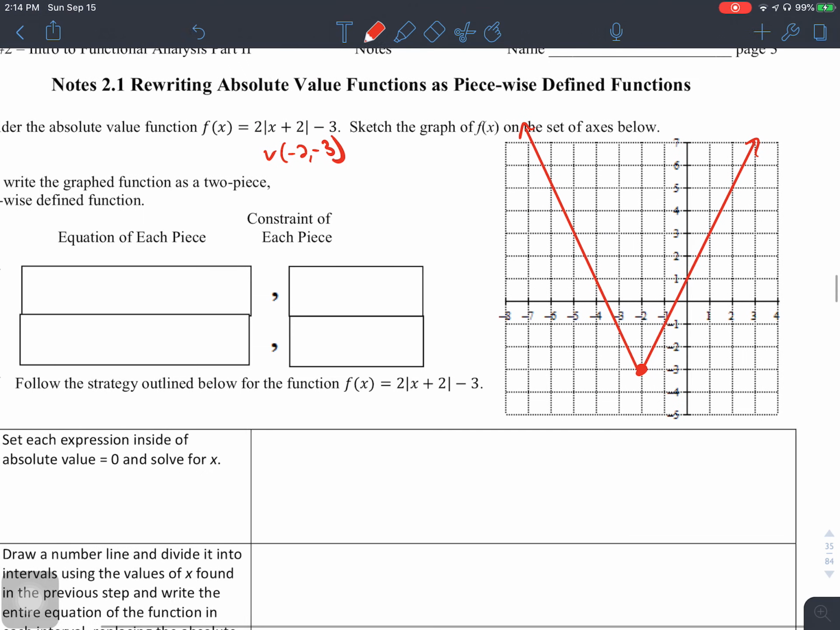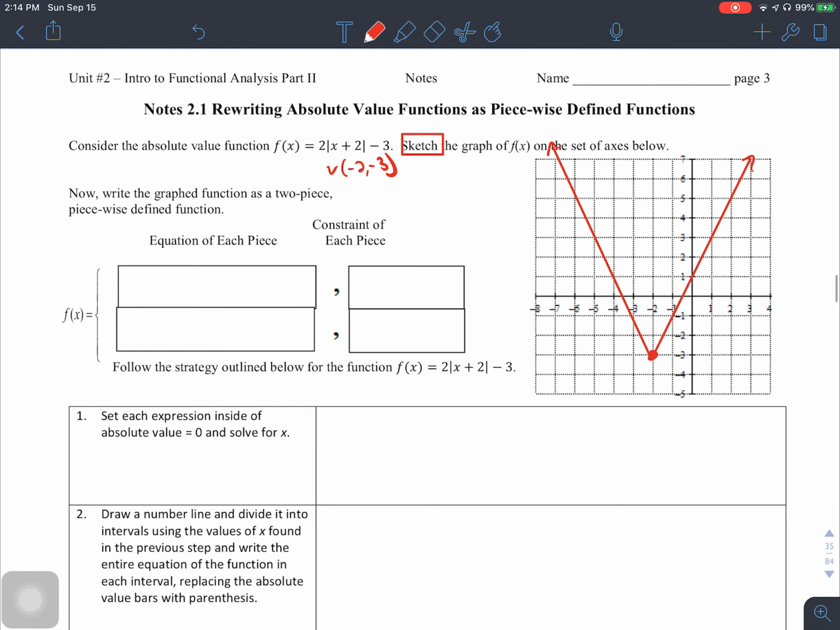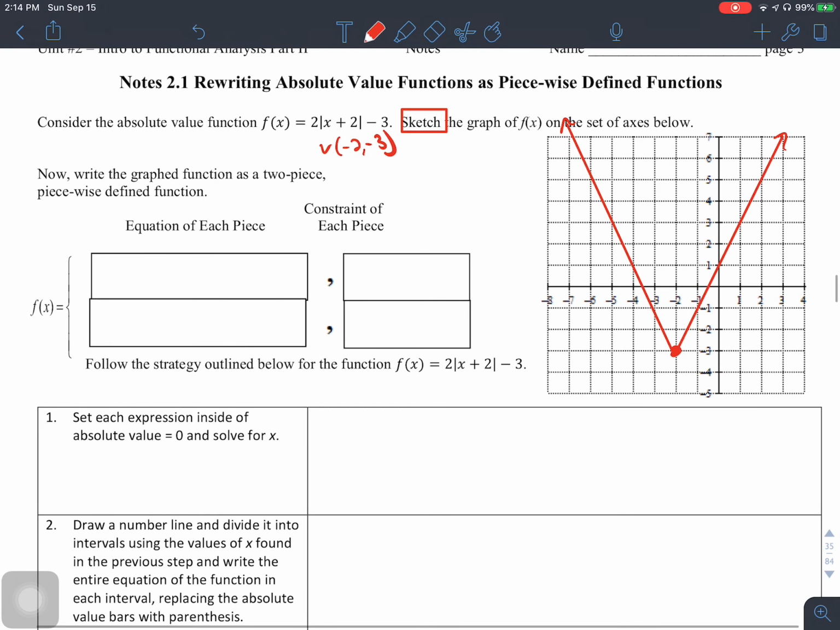So we sketched it. We did that. Should box in the questions. We sketched the graph. Now, write the graphed function as a two-piece, piecewise defined function.